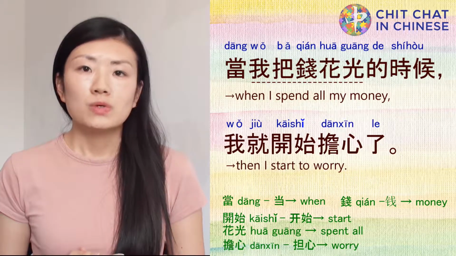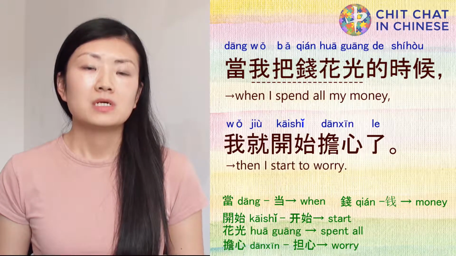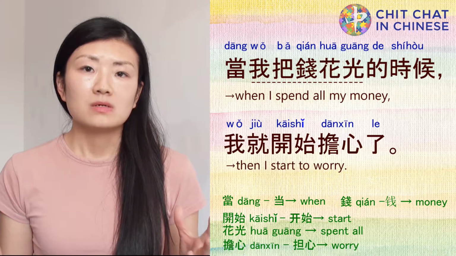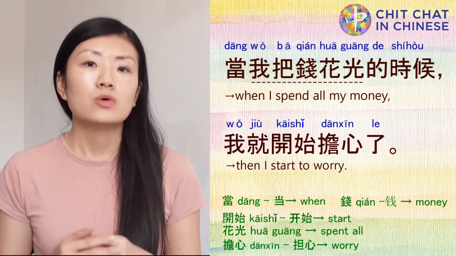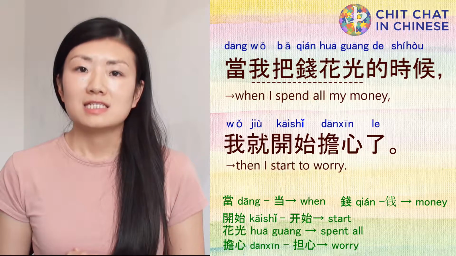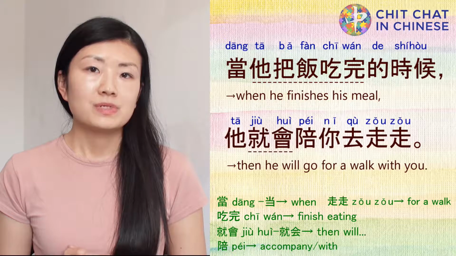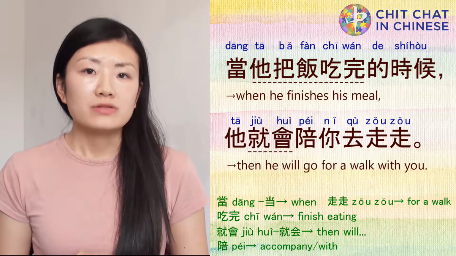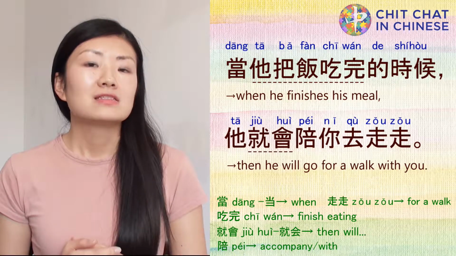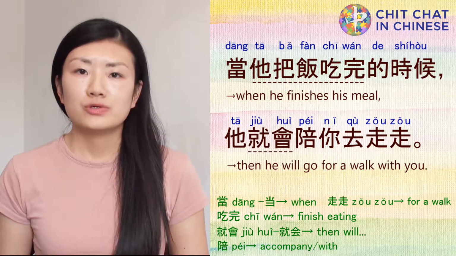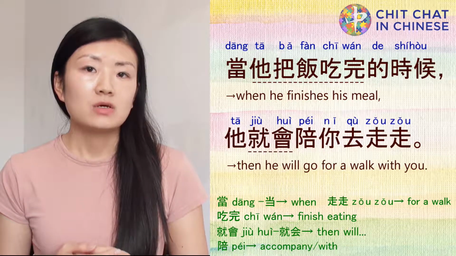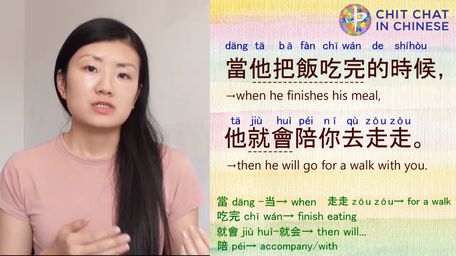First sentence is 当我把钱花光的时候，我就开始担心了。When I spent all my money, 花光 spent all gone, 我就 then I began to worry, 开始担心了。Last sentence for you. 当他把饭吃完的时候，他就会陪你去走走。When he finished his rice or his meal, he will go for a walk with you.